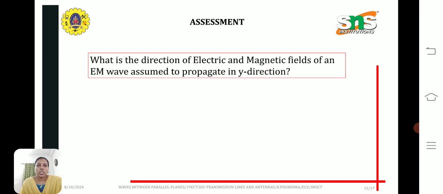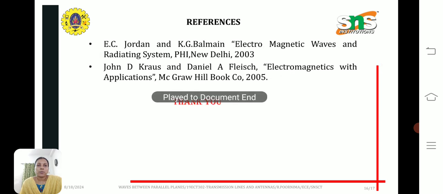So, assessment question: what is the direction of the electric and magnetic fields of an electromagnetic wave assumed to propagate in the y direction? So these are the references.